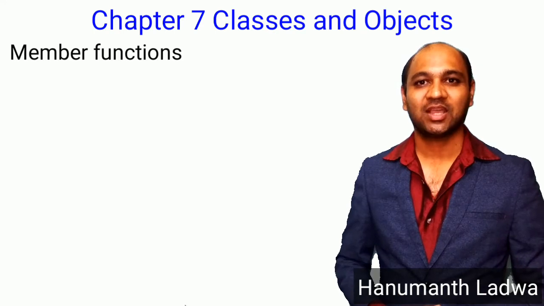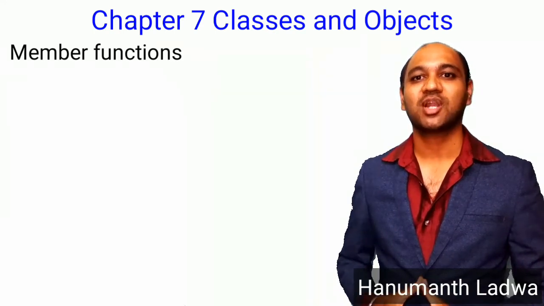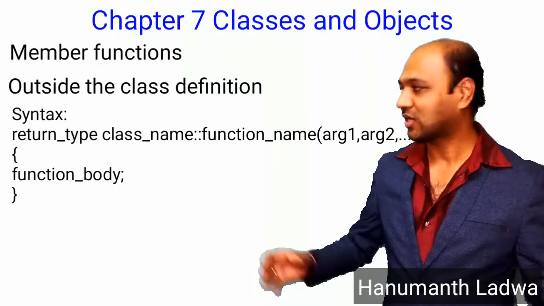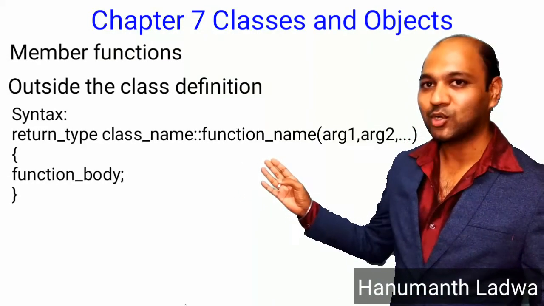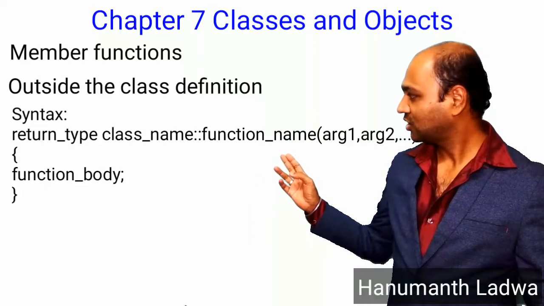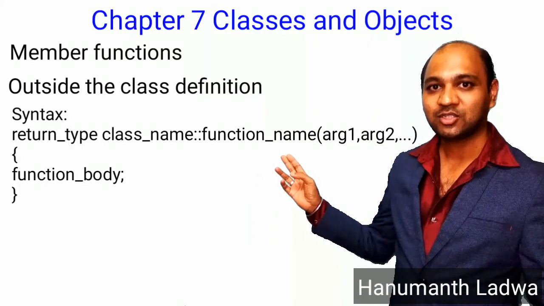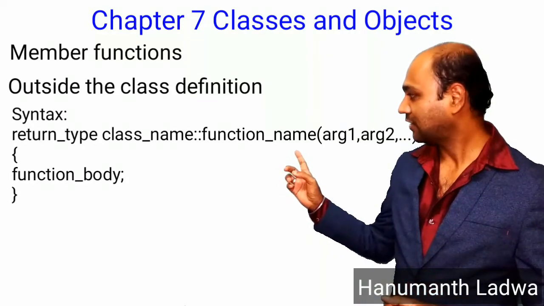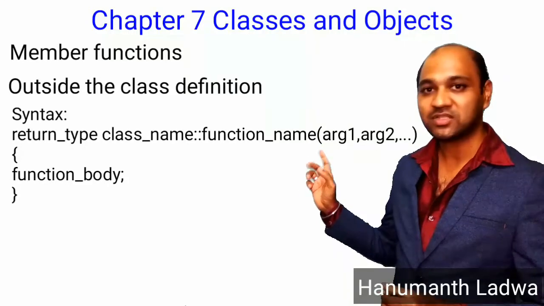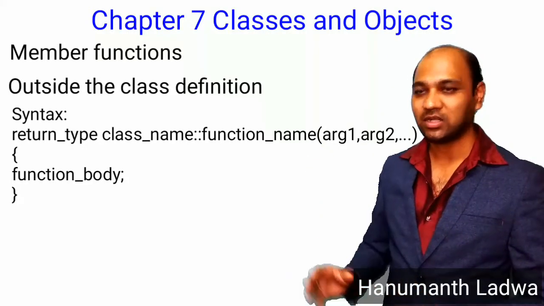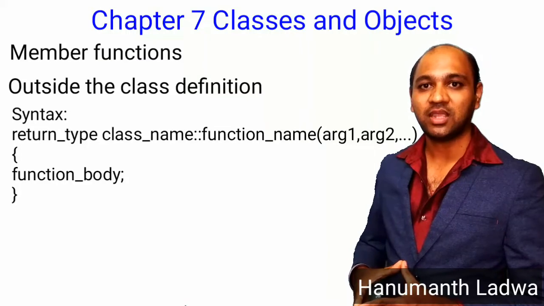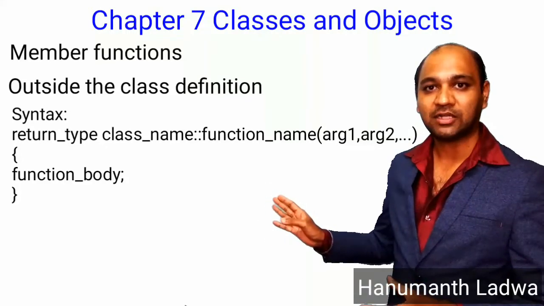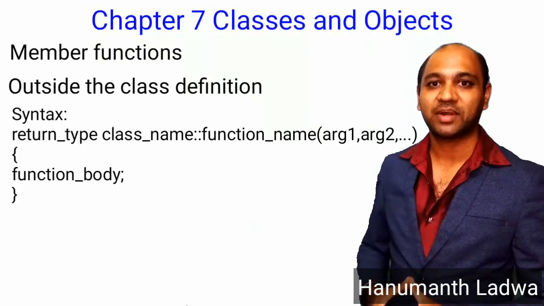Now let us continue with how exactly we can define a member function outside of the class definition. Before that, let us look at the syntax. You can see here the return type, then we write the class name and scope resolution operator. That indicates we are going to define a function outside the class definition, then the function name, and inside the round braces we write argument 1, argument 2, argument 3, and so on up to n number of arguments. Then curly open brace, function body, curly closing brace.